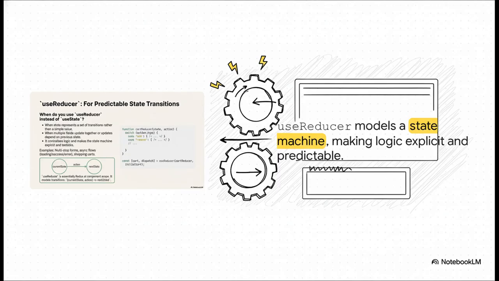The best way to think about it is as a little state machine for your component. Instead of just setting a new value, you dispatch actions that describe what happened, like user clicked submit. Then, a central function, the reducer, figures out what the next state should be based on that action. It's basically a mini Redux, but scoped just to your component, which makes your complex logic way more explicit, predictable, and a heck of a lot easier to test.